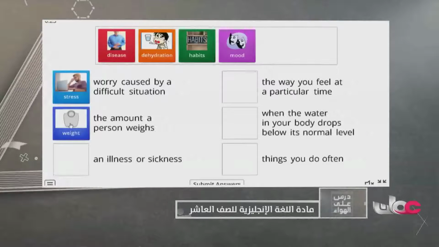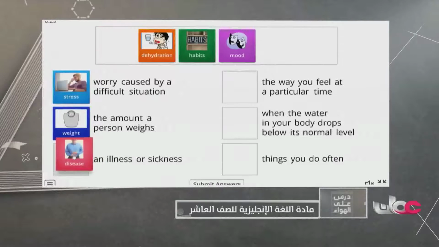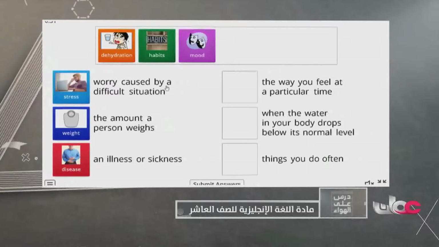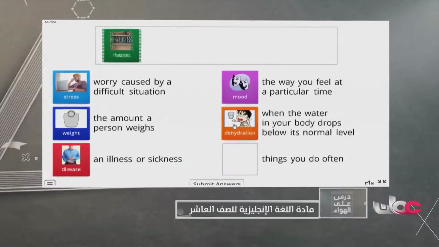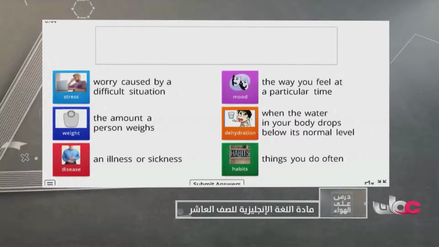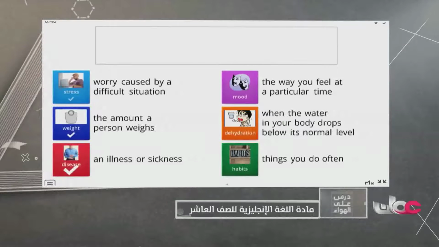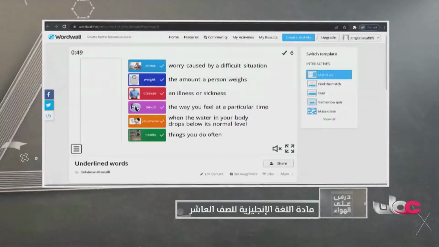Okay, an illness or sickness, this is what? A disease. Then the way that you feel at a particular time, this is the mood. And when the water drops below its normal level, this is dehydration. And things you do often, this is habits. So this is the definitions with the words.